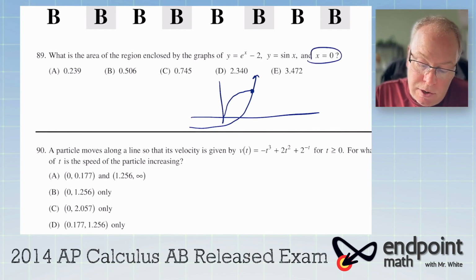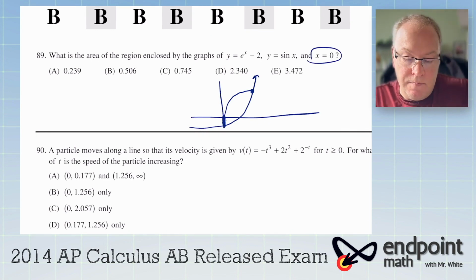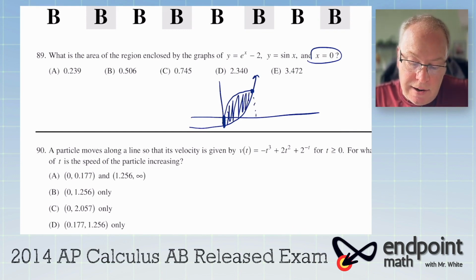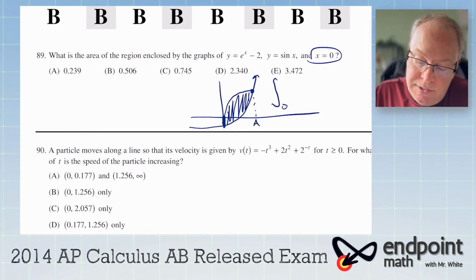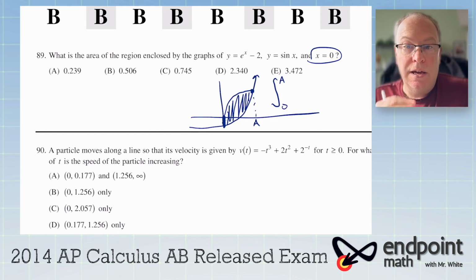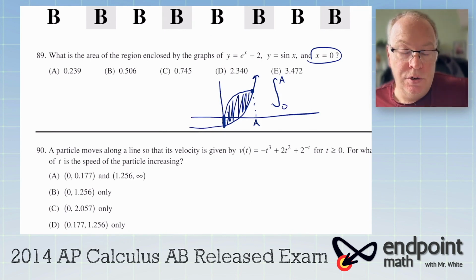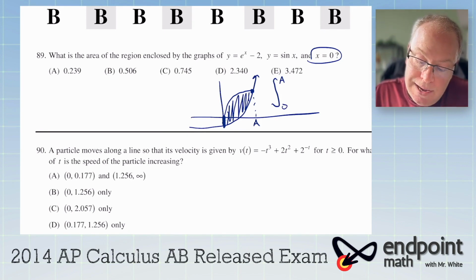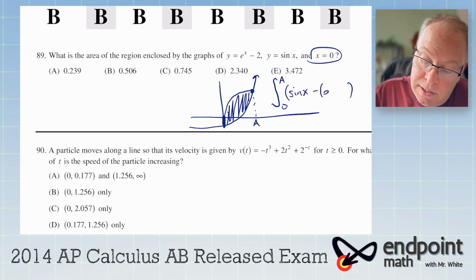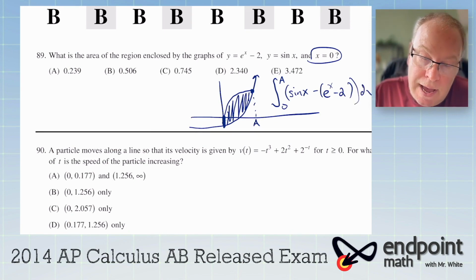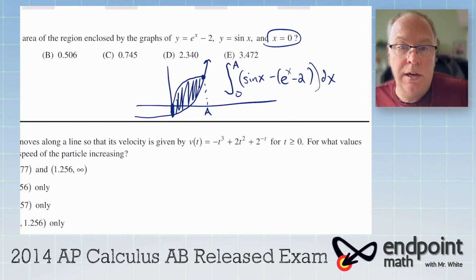And then x equals 0 is just a vertical line right there. So we need to figure out this value right here. I'm going to call it a. So we need to integrate from 0 to a of the upper minus the lower, right? I'm sure your teacher drilled that into you. So the upper function here clearly is sine x minus the lower function. Because it's e to the x minus 2, you have to put it in parentheses when you put that in the calculator. Otherwise, you very well could get this wrong. dx. All right, so there's the integral we need to plug in.